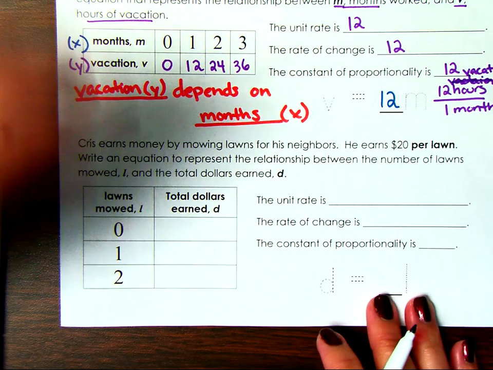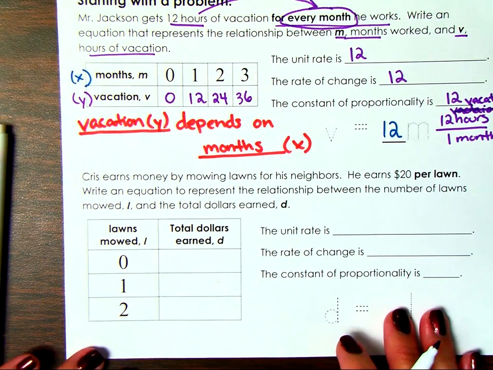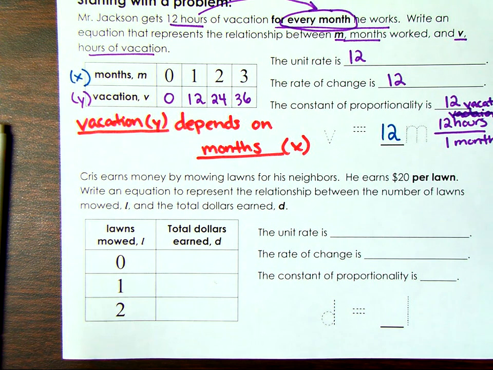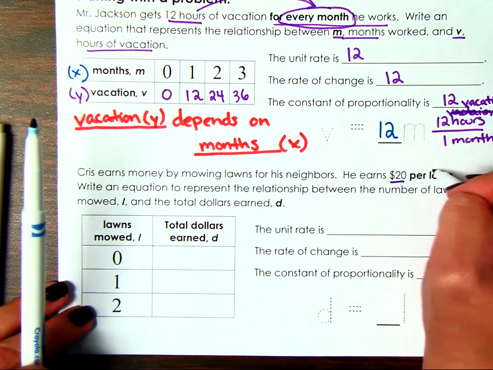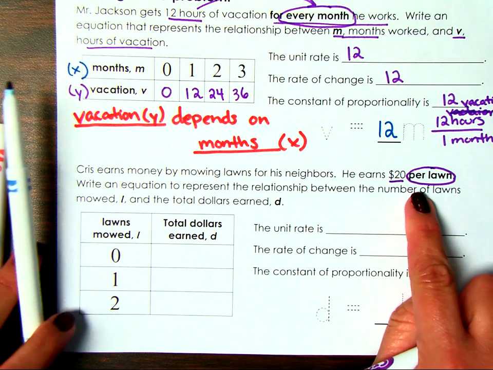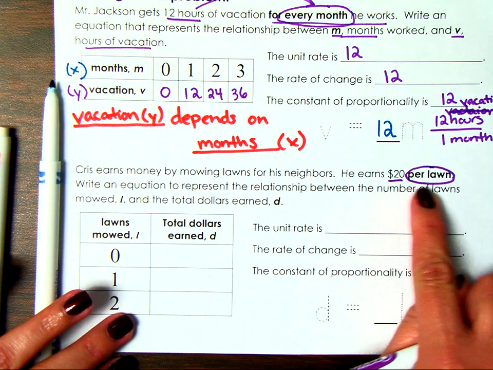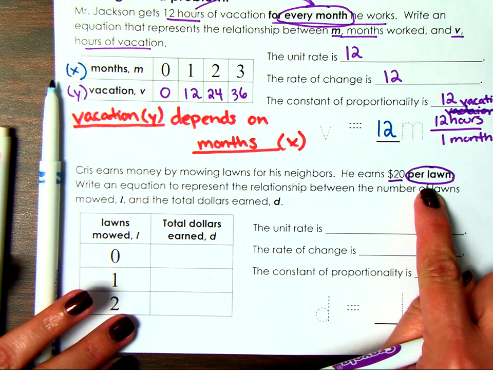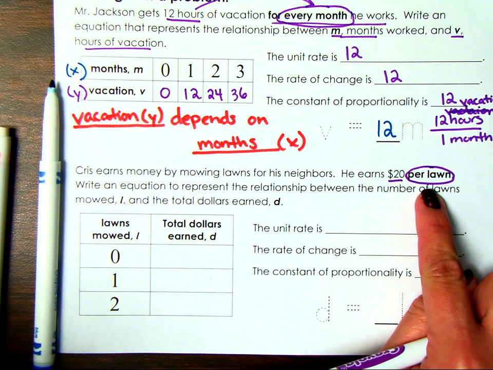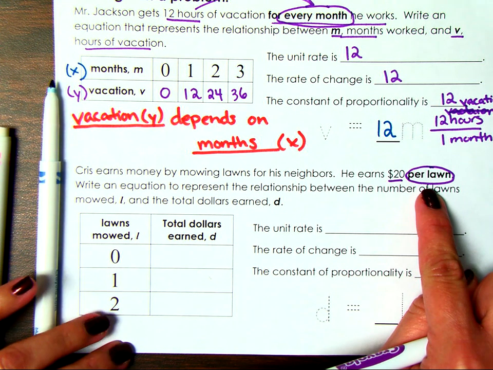Let's do one more. Chris earns money by mowing lawn for his neighbors. He earns $20 per lawn. So right there, I see a number, $20, and I see per lawn. Each, every, per, a, and. $20 per lawn. Well, think about it. If he were to mow 3 lawns, what operation would your brain tell you to do to see how much money he makes? Would you add, subtract, multiply, or divide?